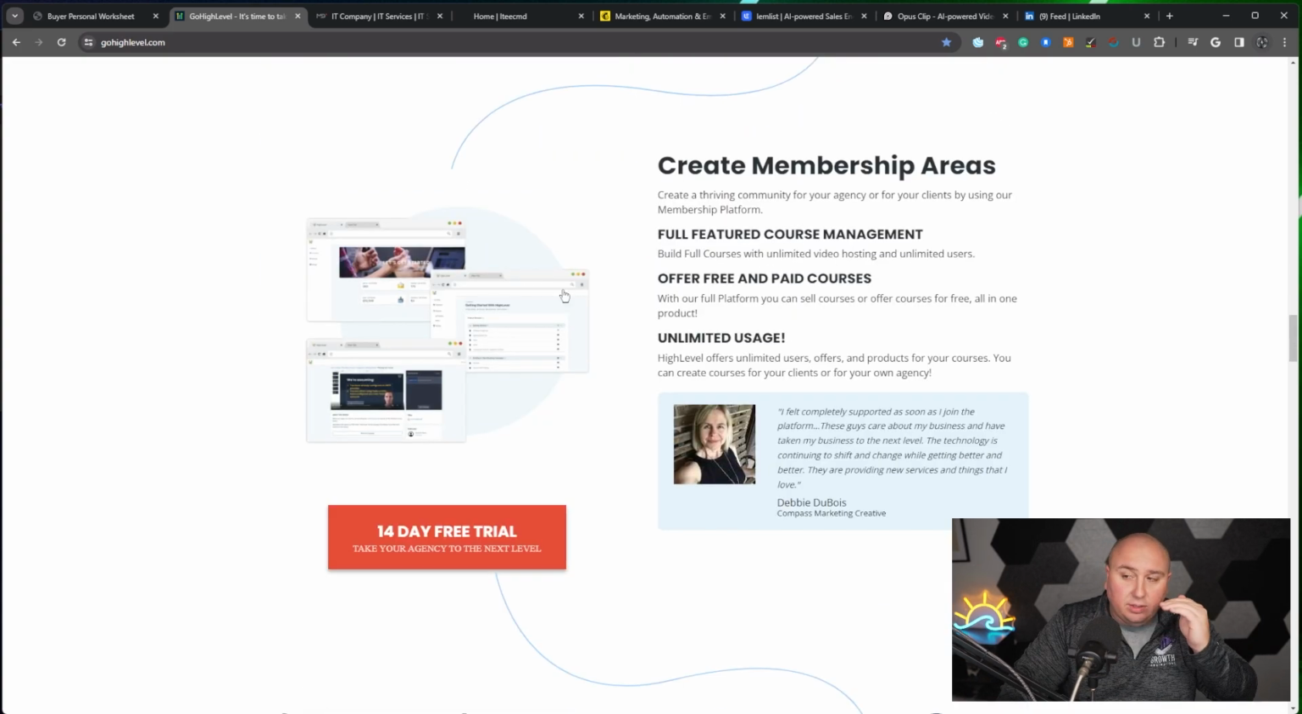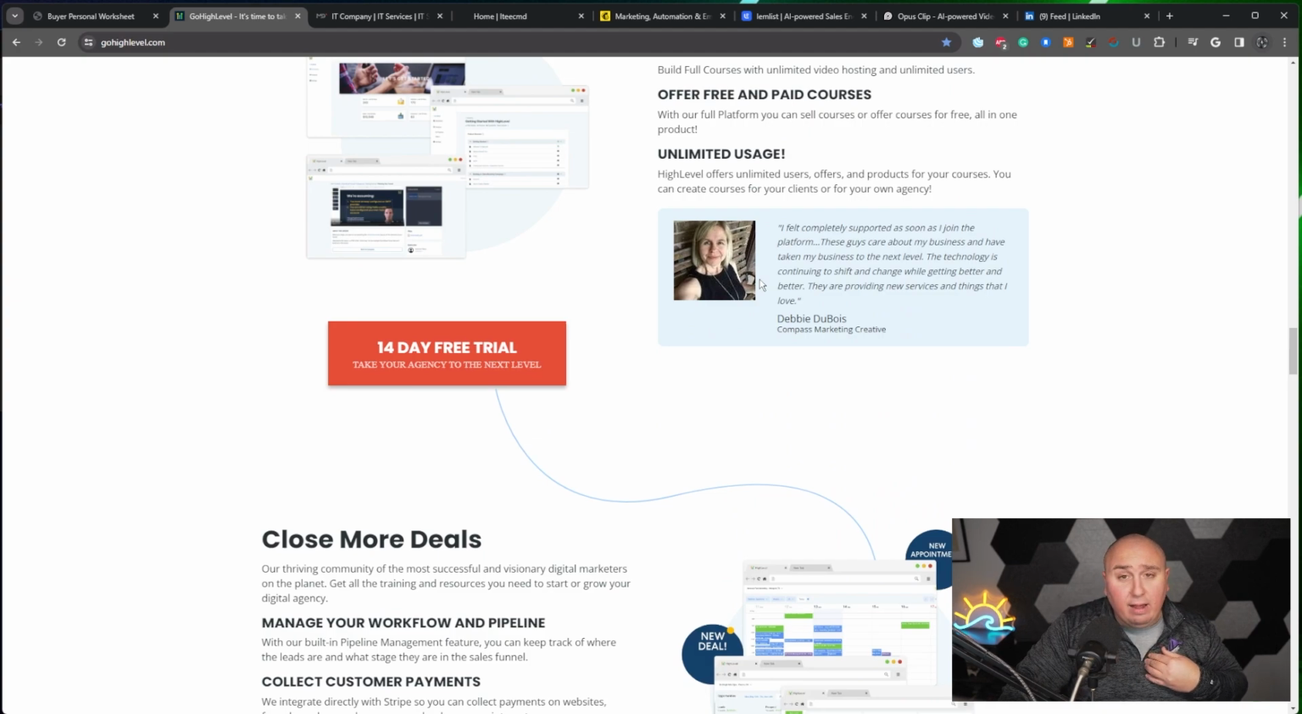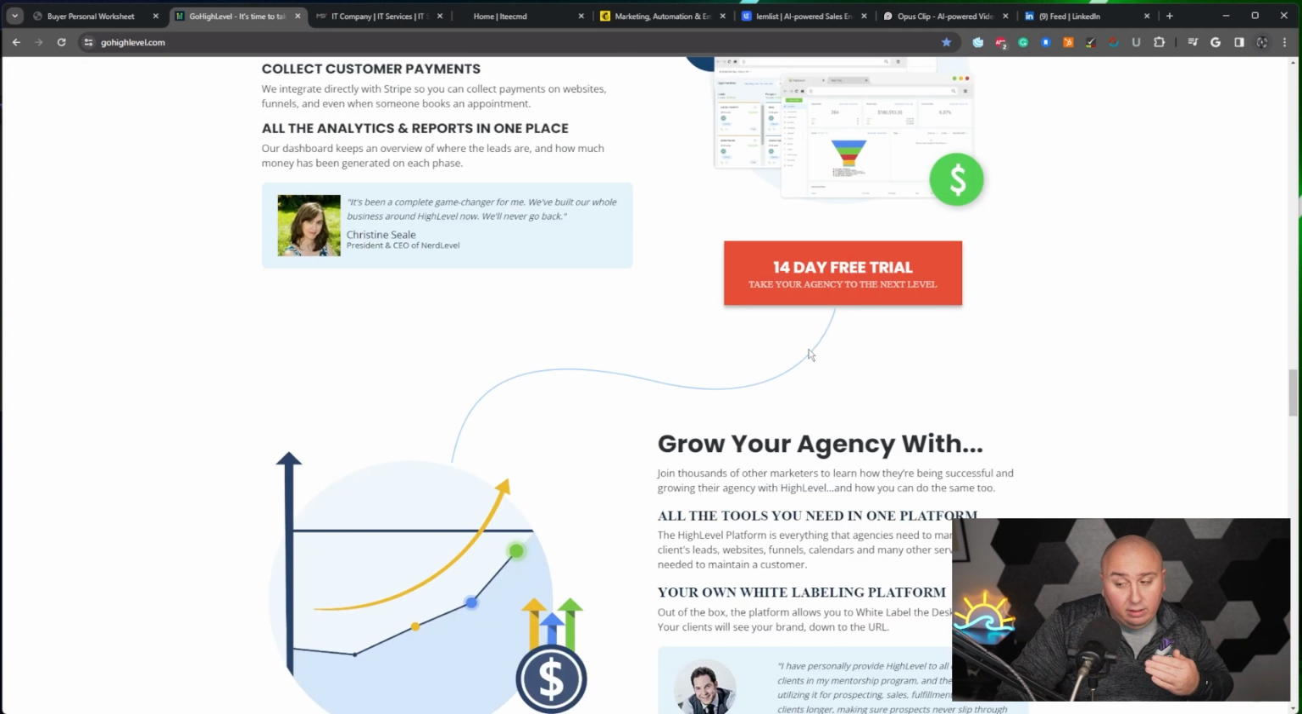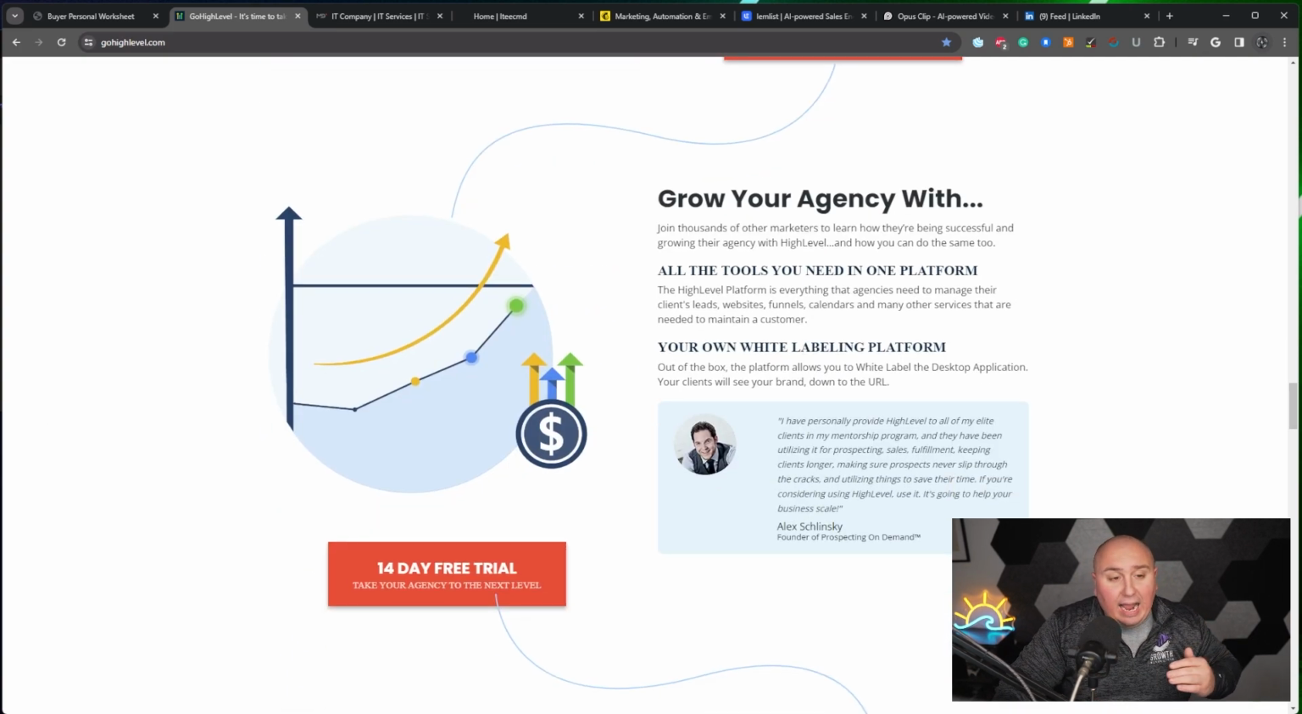Fully automated bookings. This is not a lie. It's fantastic. Membership areas, it's where I host all my stuff, closing more deals, tracking, seeing at what point people are in the funnel. You can even see the funnel right there. It's exactly how it looks, but you can actively see the growth that's currently happening.